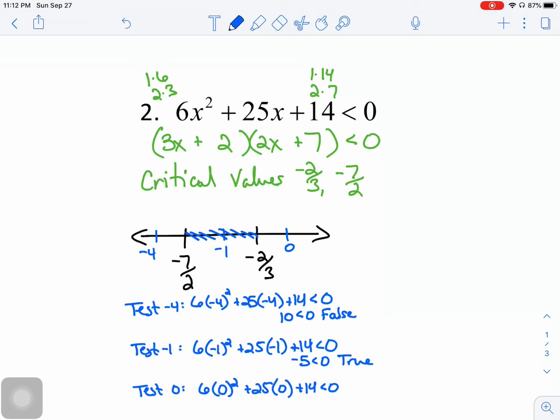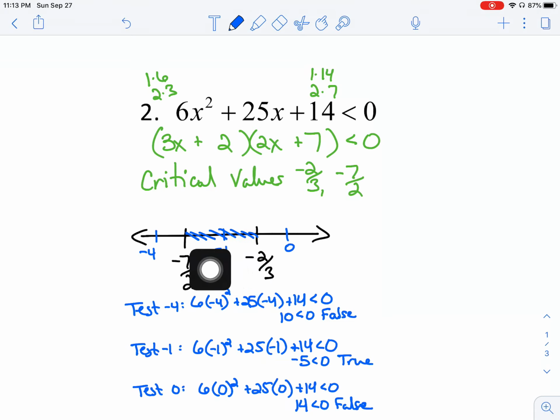It generally works out to something you could possibly do in your head, or it's just pretty quick to figure out. So 0 here, and 0 with the 25. I'm pretty sure this is going to turn into 14. All right, it does. So 14 is less than 0. We know that's false. So that tells me that all the numbers greater than -2/3 will not be included. So I know this is my interval right here.